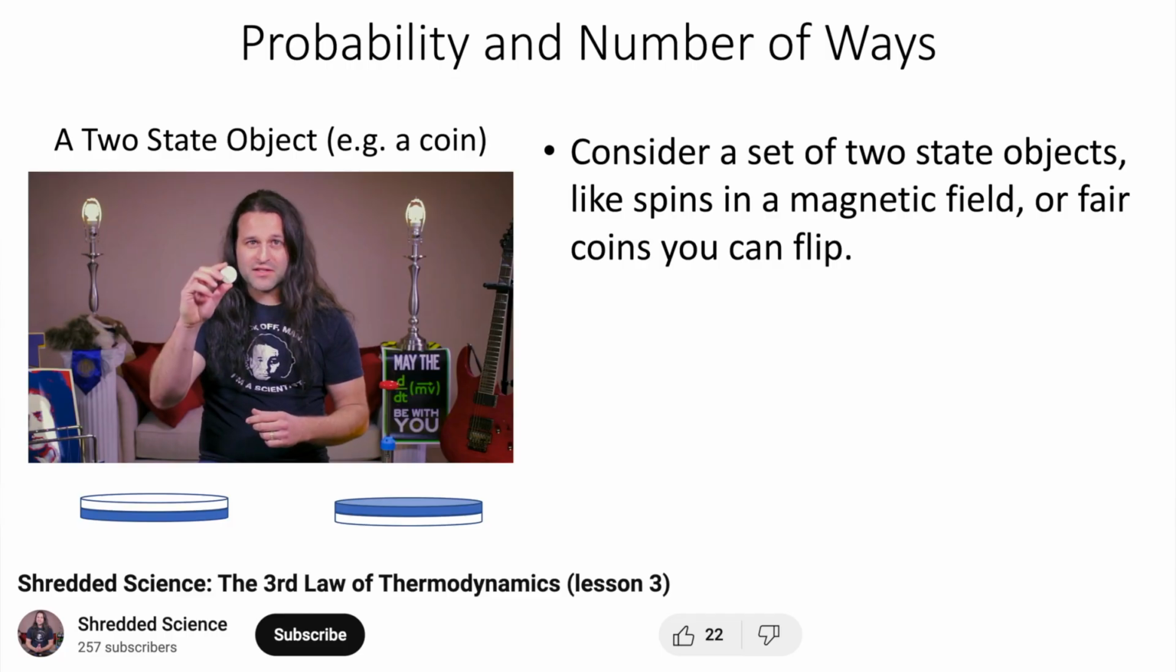So here is an example of a two-state object, right? A coin. It's either heads or tails, or in the case of the coin on the screen here, it's either the blue side up or the white side up if we were to flip that coin. And of course, we just talked about two-state systems in my video on absolute negative temperature. So if you haven't seen that yet, I recommend that you watch that first, because this video builds on some of the concepts that are covered in that video.